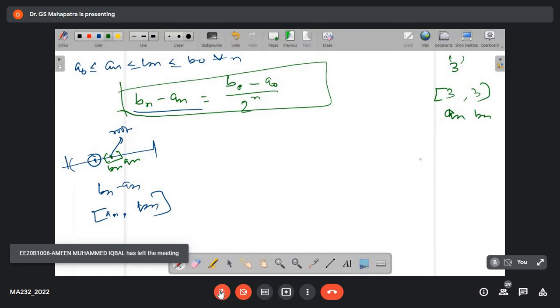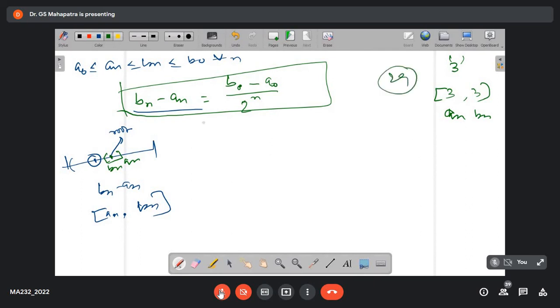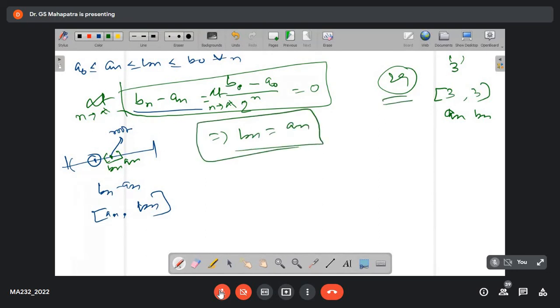Okay, but you can think of that. Okay, roll number 29. Sir, I think we should apply limit n tends to infinity. Yes, sir. Okay, I am writing limit. Then what is the answer? It becomes 0, sir. And then Bn equals n. Okay, very good answer. 29, fine.